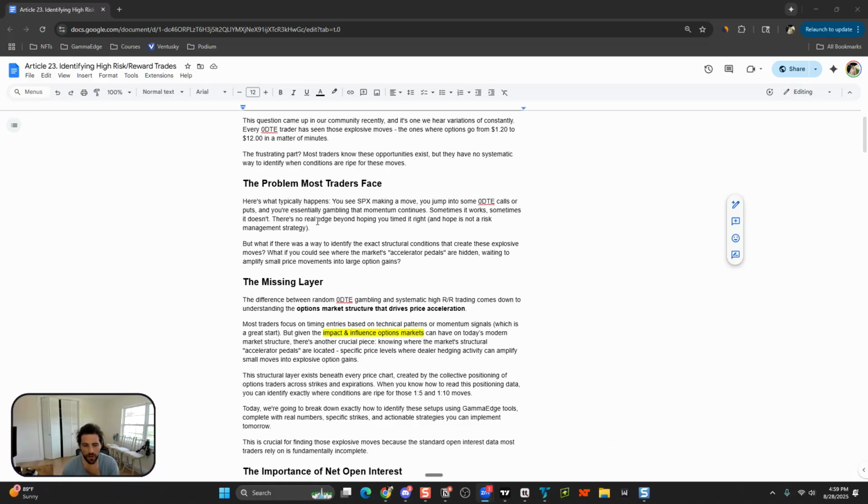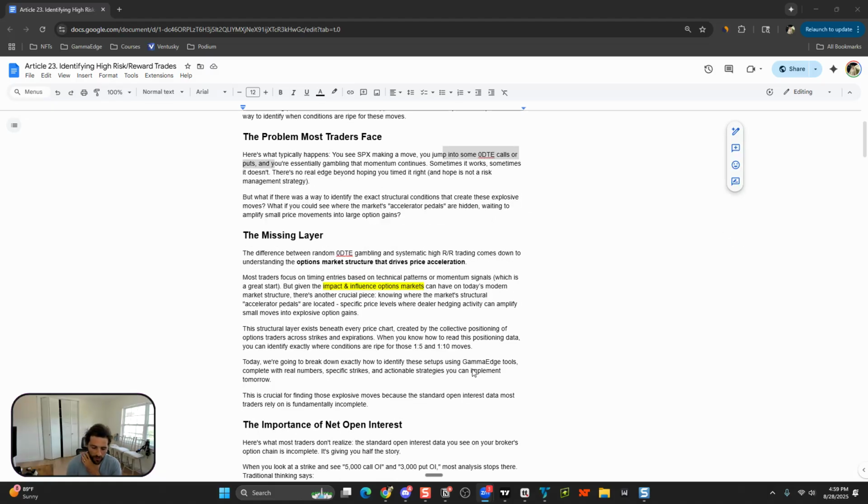And so getting into it, a problem that some SPX traders face trading 0DT is they are just kind of gambling, meaning they're just hopping in up calls or puts, hoping that the momentum continues. Sometimes it works, sometimes it doesn't, right? And in GammaEdge, hope is not a risk management strategy.